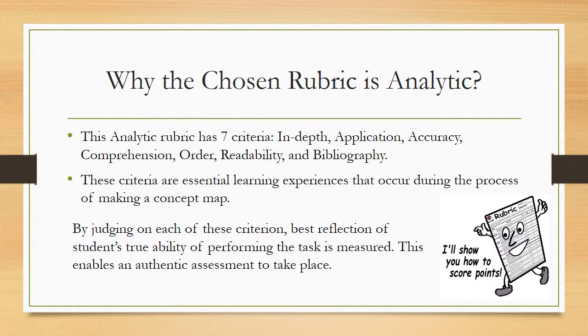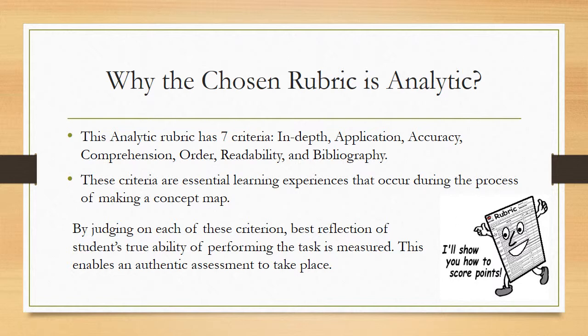As opposed to a holistic rubric, this analytic rubric has a grade reward at three levels of achievement per criterion of assessment. In a holistic rubric, the criterion of assessment would be singular, with the risk of losing more marks or gaining higher marks in the extreme. This analytic rubric has seven criteria: in depth, application, accuracy, comprehension, order, readability, and bibliography.